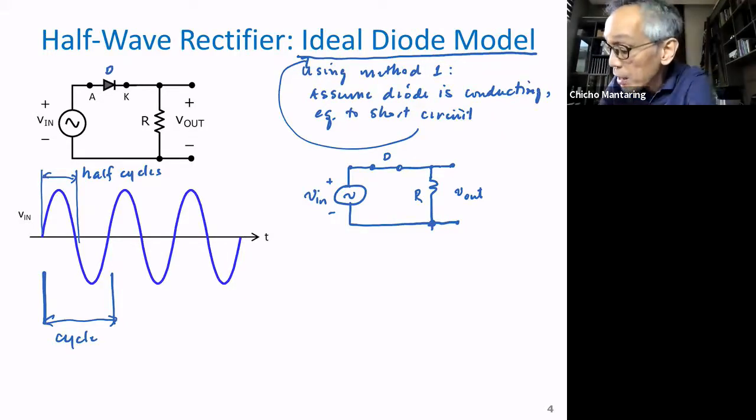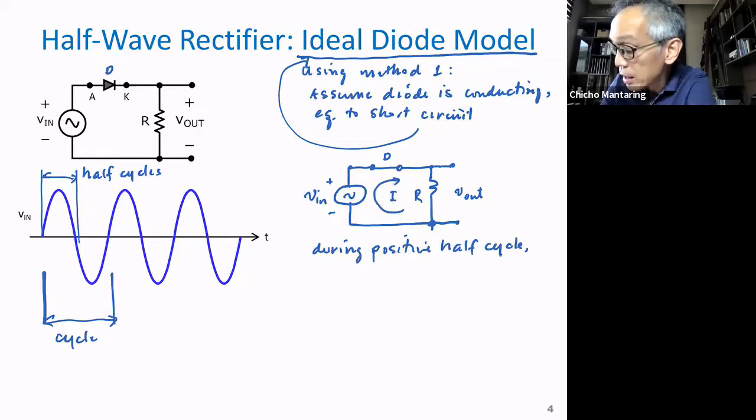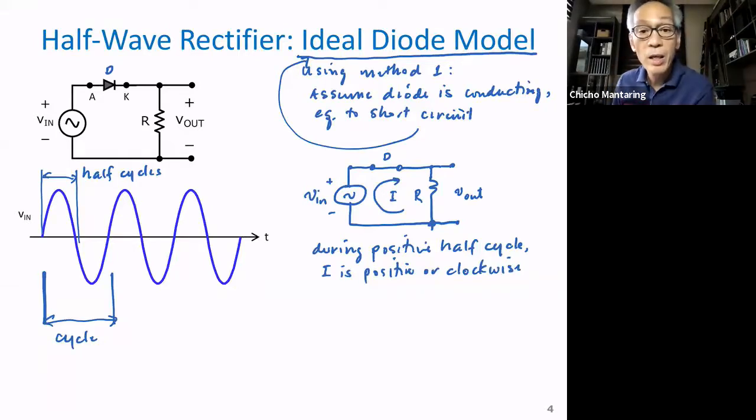Okay, take note that during the positive half cycle, the current I, okay, let's say this is I, is positive, no? Or clockwise. Okay, what does that mean? If I is positive or clockwise, that means current is flowing from anode to cathode, or current is flowing along the direction of the diode arrow. And therefore, tama itong equivalent circuit natin.